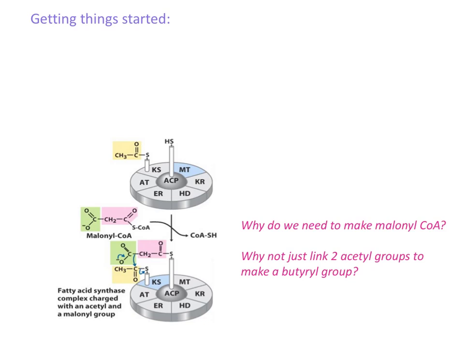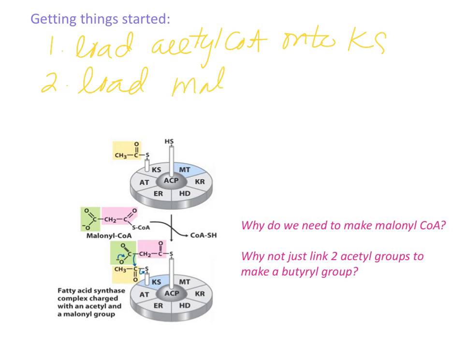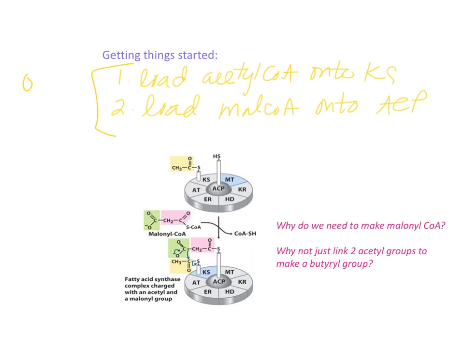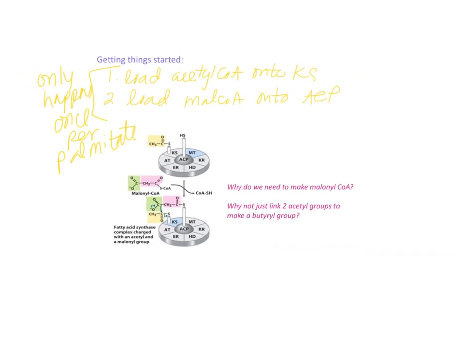Okay, so here we go. Let's get things started. The first thing that's going to happen, and we'll draw this out in even more detail, is that you need to load an acetyl-CoA onto the KS domain, and then you need to load a malonyl-CoA onto the ACP domain. This very first step only happens once per palmitate. The rest of the rounds, you don't need to keep loading on the acetyl-CoA. So every other round, you'll do the second part, every round. You'll do this only once.